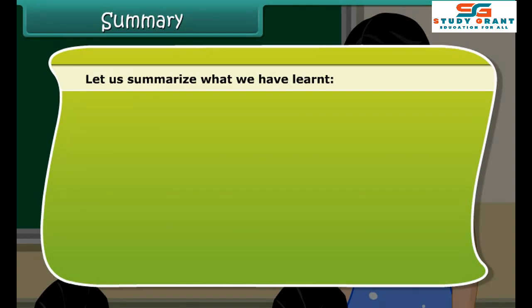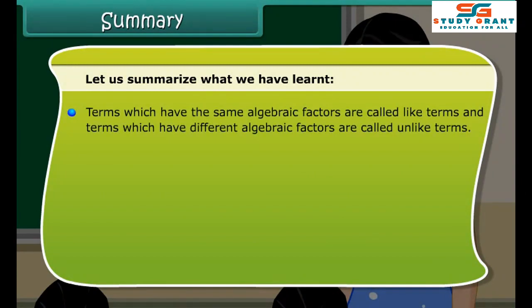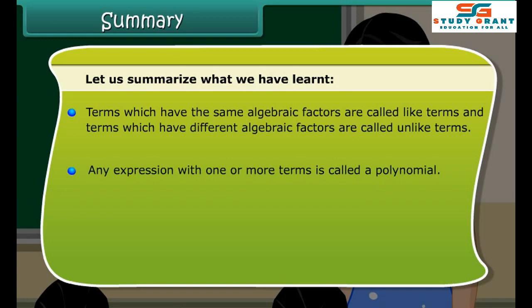Summary. Let us summarize what we have learned. Expressions that contain variables and constants are called algebraic expressions. Algebraic expressions are formed by combining variables and constants.